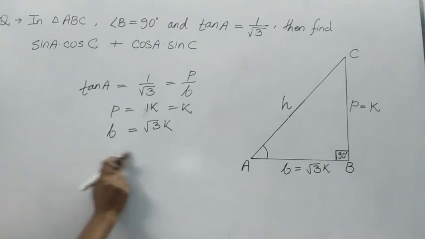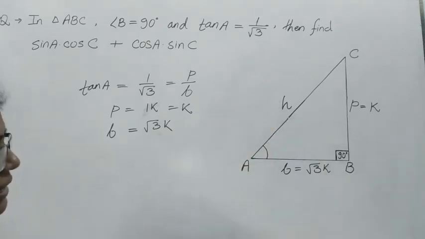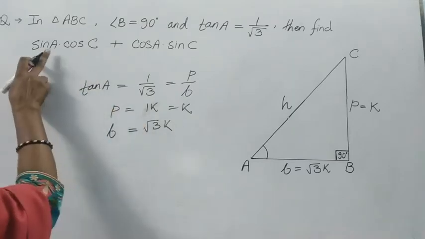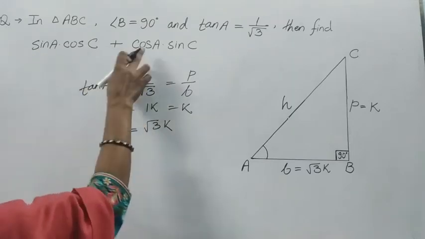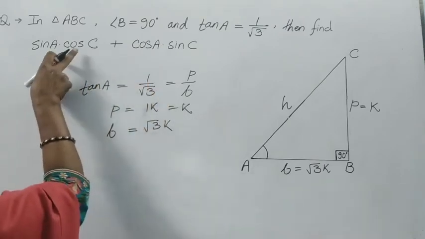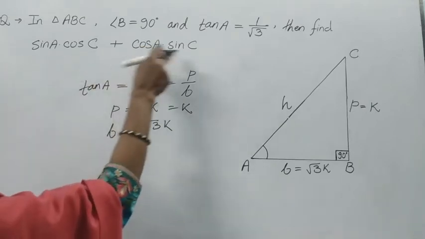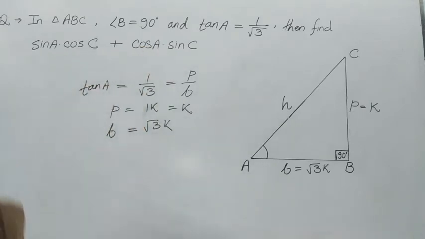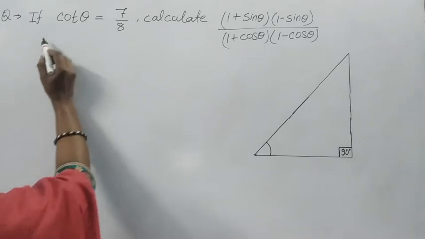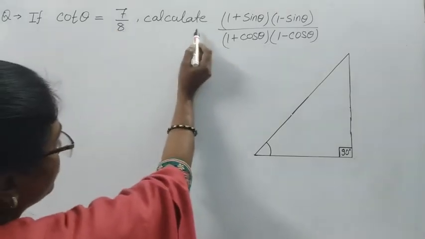Now you can find out the hypotenuse, and for the angle A you can calculate sine of angle A and cos of angle A, and similarly for the angle C you can calculate cos of C and sine of C, and then put the value in this expression and after simplification you get the answer. Just look at another question. Cot theta is equal to 7 by 8. Then calculate this value.